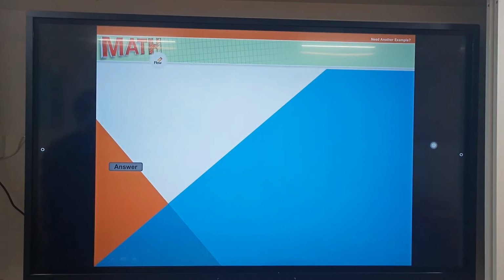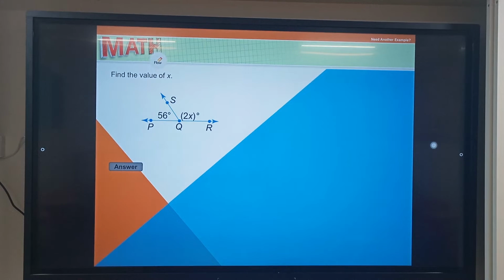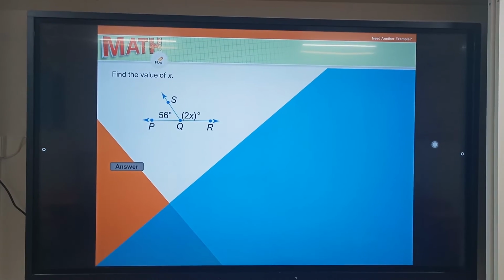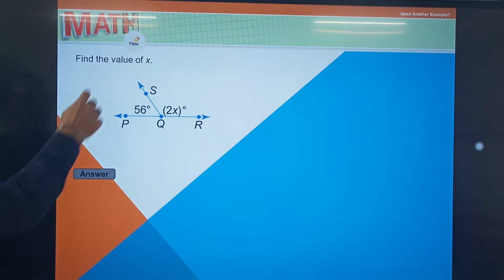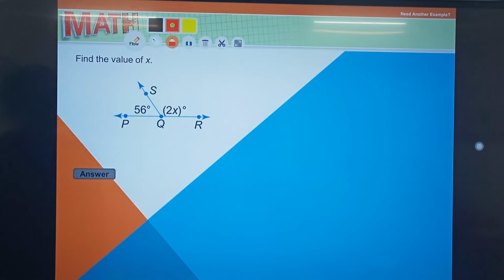Another example. It asks me to find the value of x. I give you 1 minute to think about this. Excellent, very exciting. I know that you are a brilliant student. Okay, go with me, my fabulous student, and try to solve this.